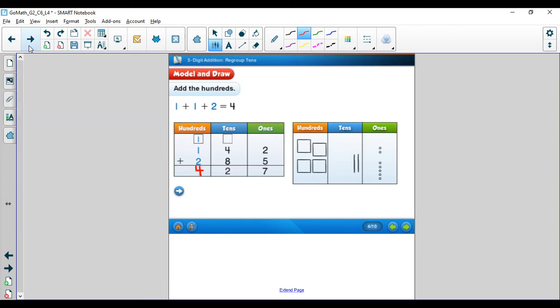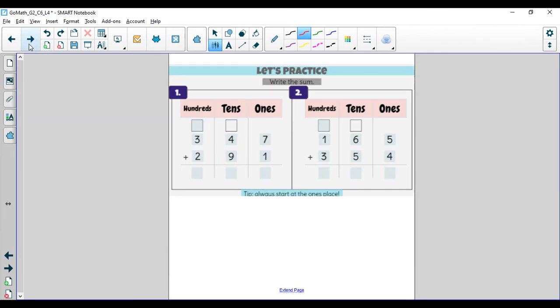So we're going to now look down at our share and show. Our job is to write the sum. Let's do number 1 together. I know my page looks a little bit different than yours, but it's the same exact problem. I'm going to read it, and then I want you to read it back to me. 347 plus 291. Good job reading that back.